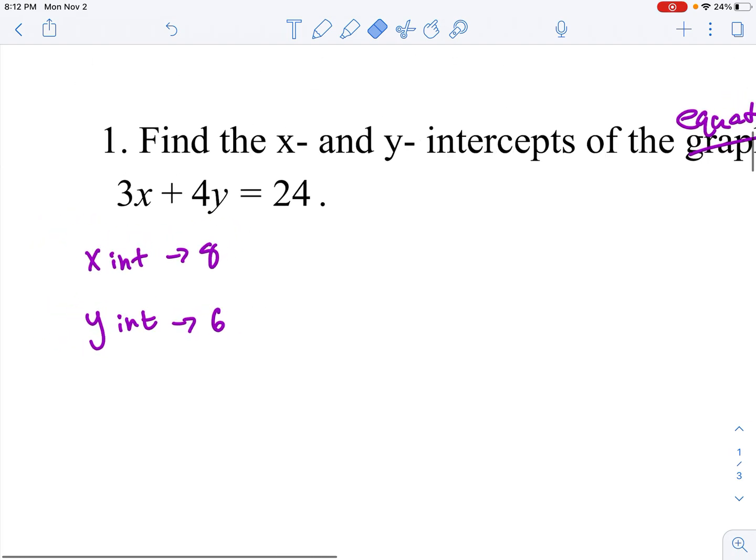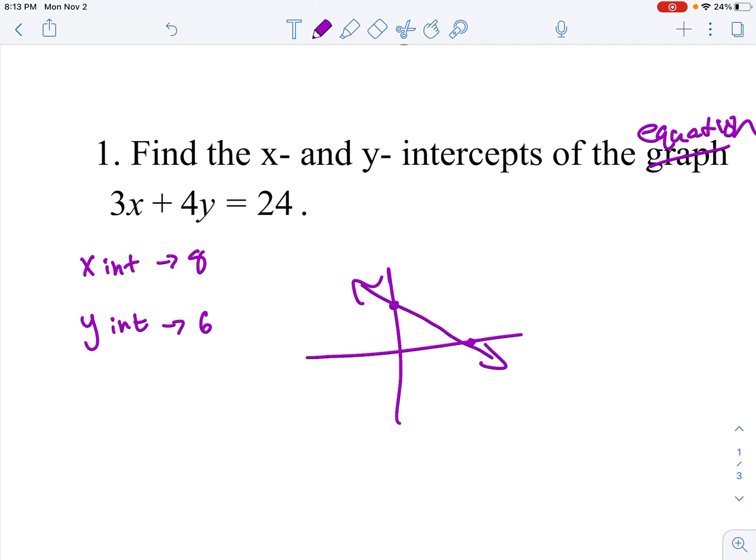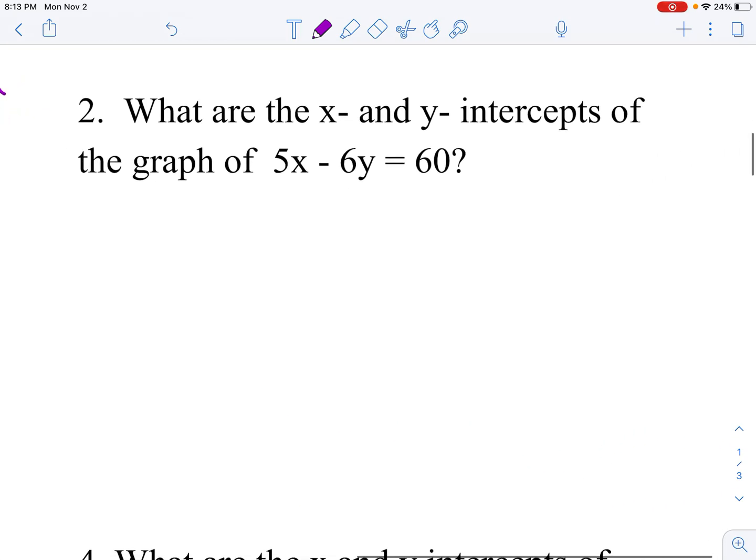But that's it. Now that we have both of those, it would be really easy to graph this. You don't have to do this right now. We're going to get into this in a second. But you know your Y-intercept would be at 6. That's somewhere right there. Your X-intercept would be at 8. Maybe that's over there. And you could draw your line, and your graph is done.